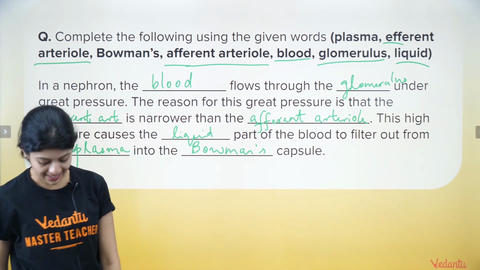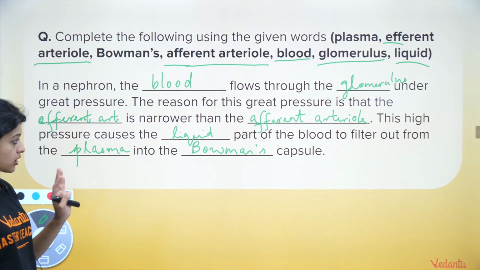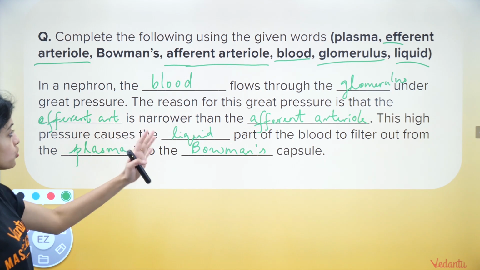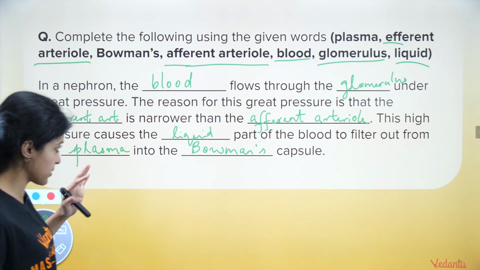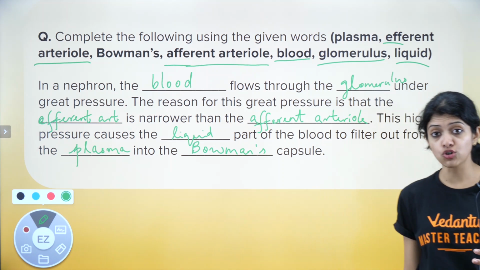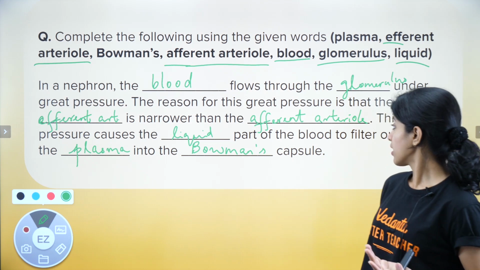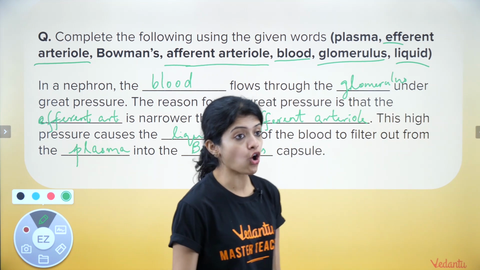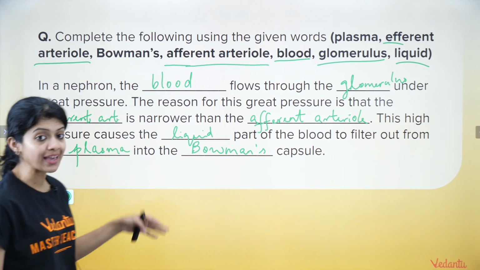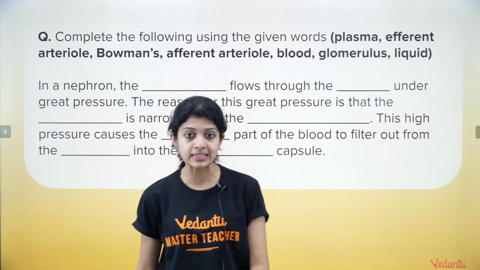Okay, just take a couple of seconds to read through this, children. It is basically a summary of glomerular filtration. In a nephron, the blood flows through the glomerulus under great pressure. And the reason for this great pressure is that the efferent arteriole is narrower than the afferent arteriole. This high pressure causes the liquid part of your blood to filter out from the plasma into the Bowman's capsule. Okay, so I hope that is very, very clear.